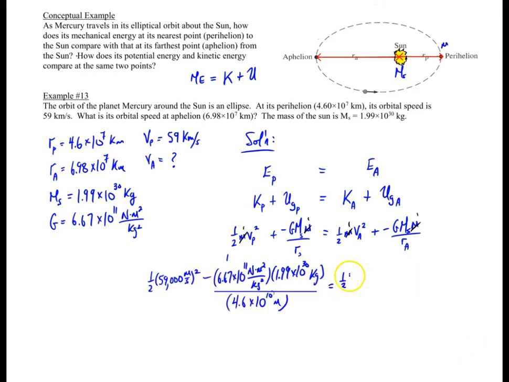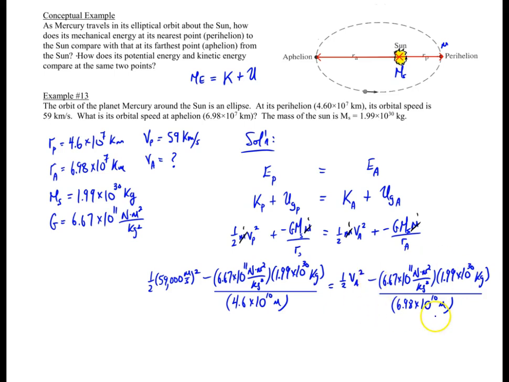And then I have 1/2 velocity a squared plus all these substitutions. And everything's the same except for this denominator here. It's going to be 6.98 times 10 to the power 10. And so the rest is just plugging it into your calculator and solving for the velocity at a.